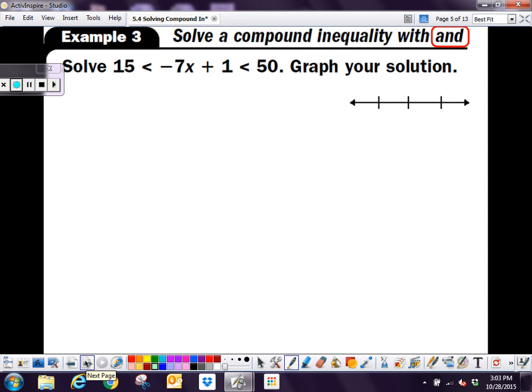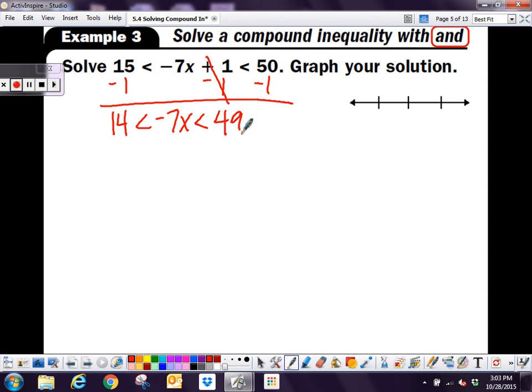All right, let's do another one. Okay, now I know that this is going to be an "and" because it's sharing the stuff in the middle. It's both of them. It's "and." It's overlapping in the middle. So I can do a shortcut here. I need to solve for x, so I'm going to subtract 1 from everywhere. So 15 minus 1 is 14, is less than negative 7x, is less than 49.